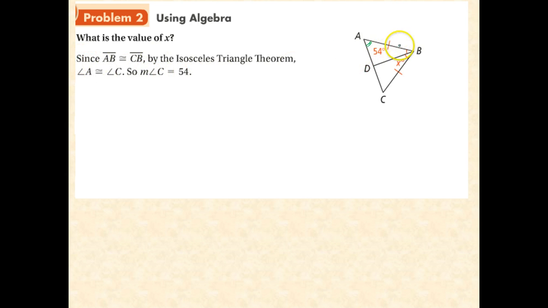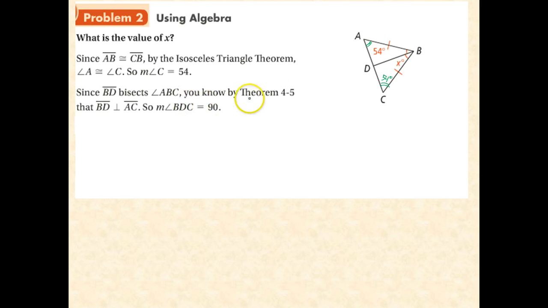Since segment AB is congruent to segment CB, that means that we have an isosceles triangle, which tells us that angle A, the base angle, is congruent to angle C, the other base angle. So the measure of angle C is also 54 degrees. Well, what else do we know? If angle ABD is congruent to angle CBD, then that means that segment BD is bisecting the vertex angle of an isosceles triangle.